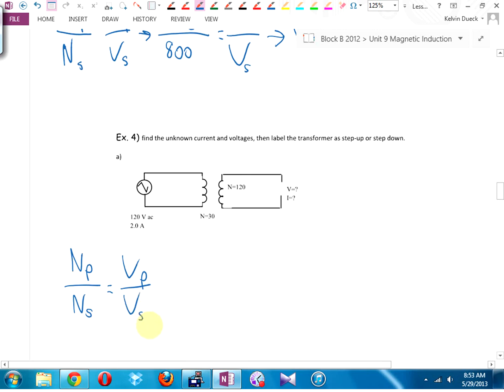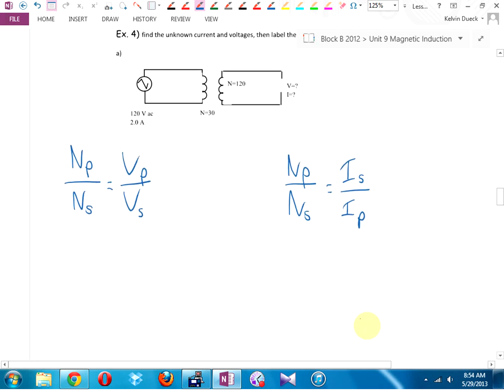Now the key for current is that it's going to be N primary over N secondary for voltage. Current is reversed. Current is going to be secondary on top, primary on the bottom, so the letters don't match going across. Go look at the equation and that's what you'll notice.